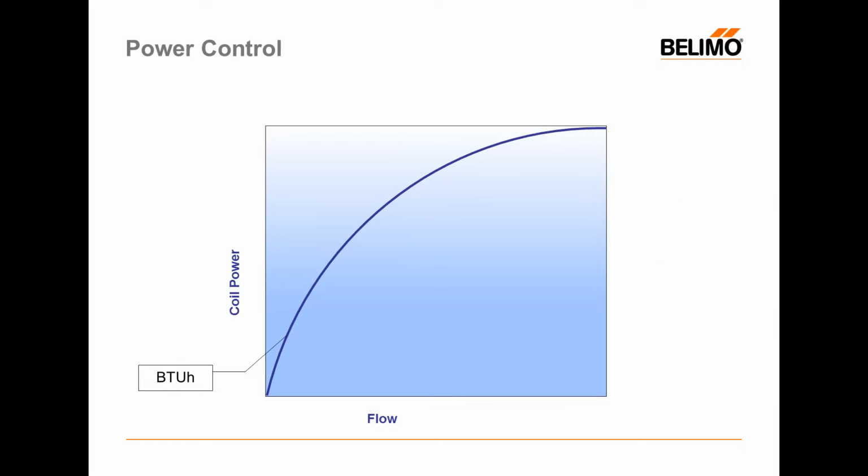What you're looking at here on your screen is a drawing of that coil curve we looked at earlier. So again, we're increasing flow from left to right across the bottom of the screen, and we're increasing coil power in BTUH as we go up. And one thing you'll notice, we pointed out a little bit before, is that the curve is very steep at low flows and it flattens out at high flows.